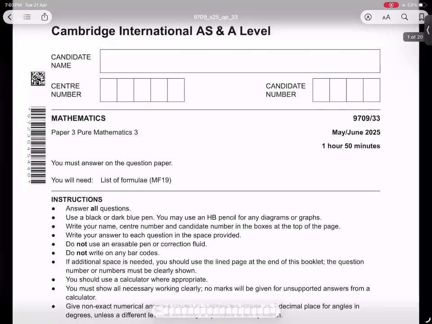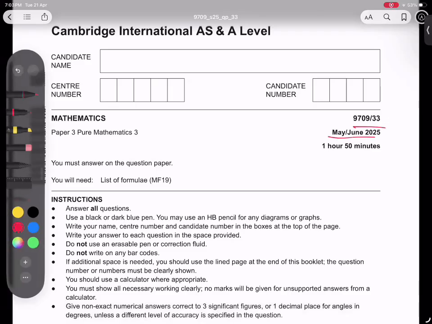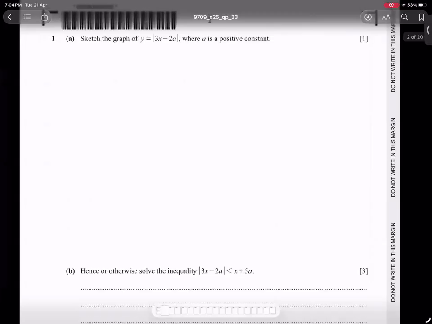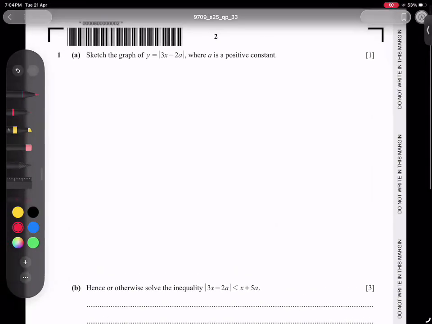June 2025, variant 33, complete Pure paper. We are going to start now. Question number 1 is a sketch, and a is a positive constant. So how to do it?